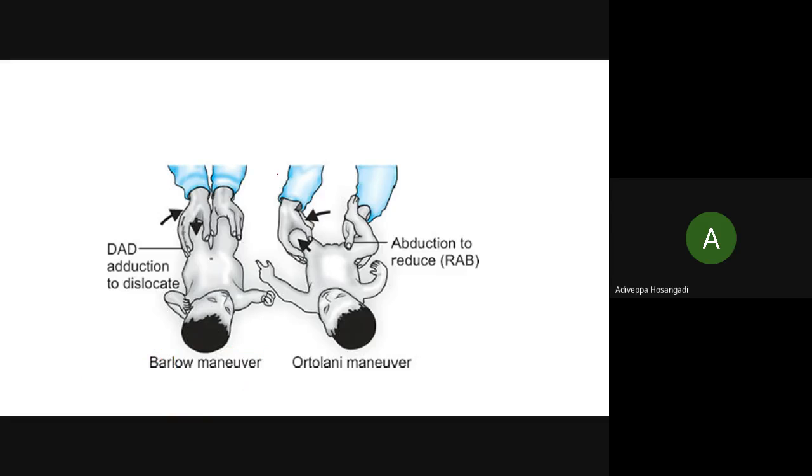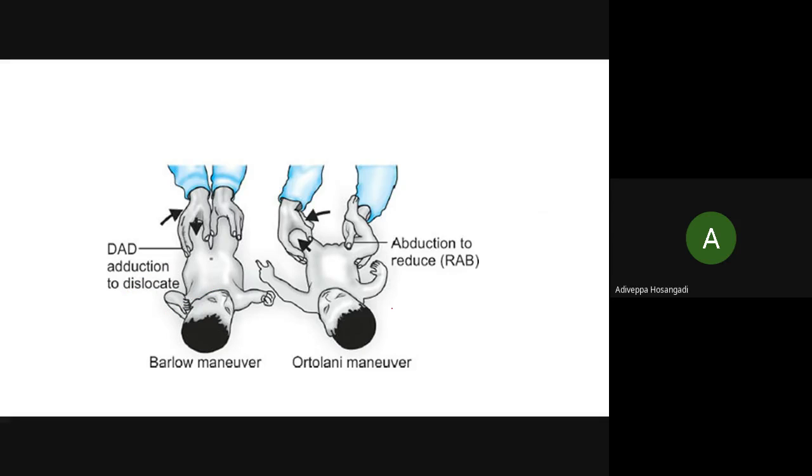And one more important thing here is how you do it. You dislocate by adducting, so both the thighs are close to each other. DAD: Barlow's is dislocating, you dislocate by doing adduction. If you are not able to dislocate, what does it mean? The child may be normal or the head is already dislocated. You can't dislocate an already dislocated hip, isn't it? So in Barlow's there is no jerk or clunk here. Heard means it is a normal or a dislocated hip.